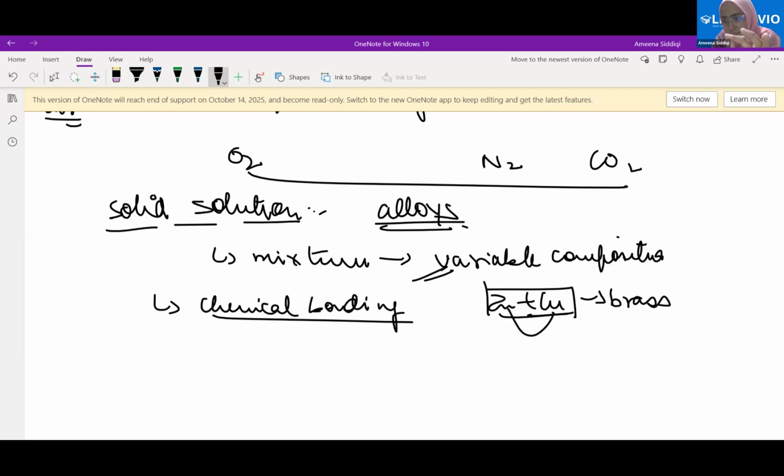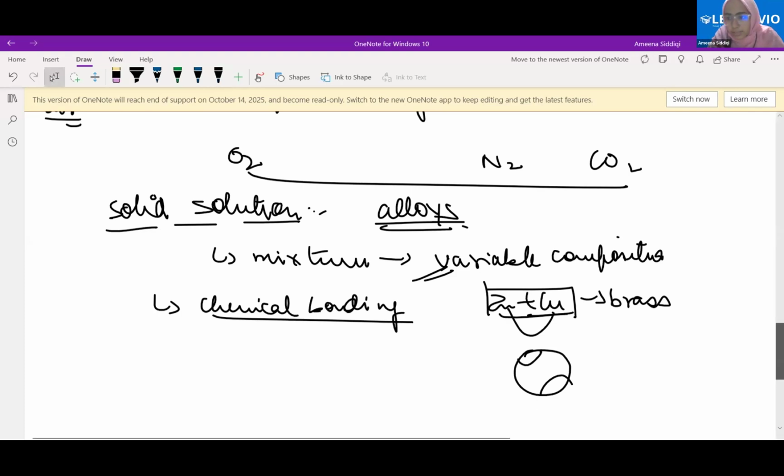Are you getting this point? Yes, ma'am. Although the bonding is chemical, the main point here is that the variable composition is present. Therefore, alloys are mixtures and not pure substances. Is it clear? Yes, ma'am. And they are homogeneous. Let's say we have a sphere of brass. It's not that at this point we will have more of zinc and at this point we will have less of zinc. It will be homogeneous throughout the mixture. Therefore, alloys are homogeneous mixtures. Therefore, alloys are solutions. What's the state of the solution here? Solid solution. Is this point clear? Any confusion in case of alloys?